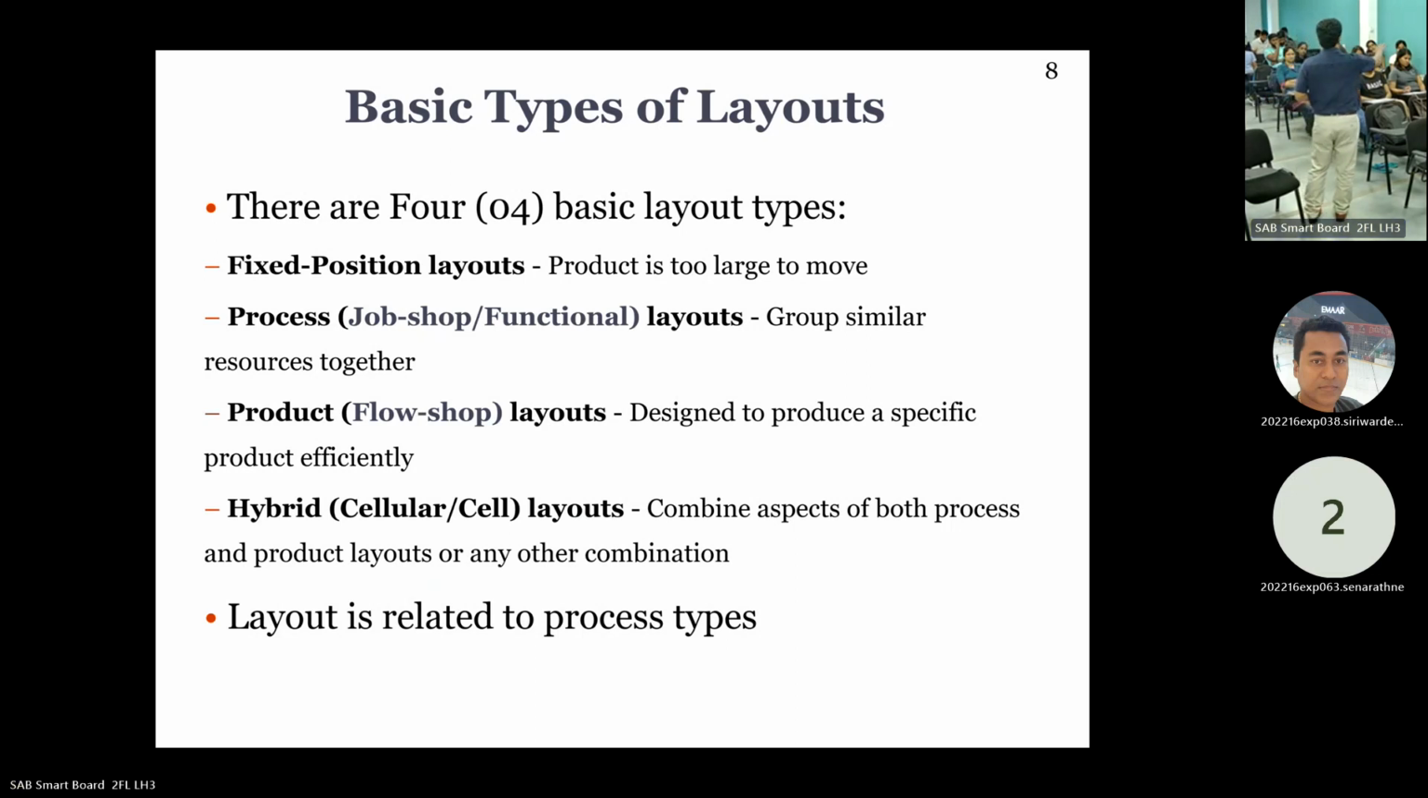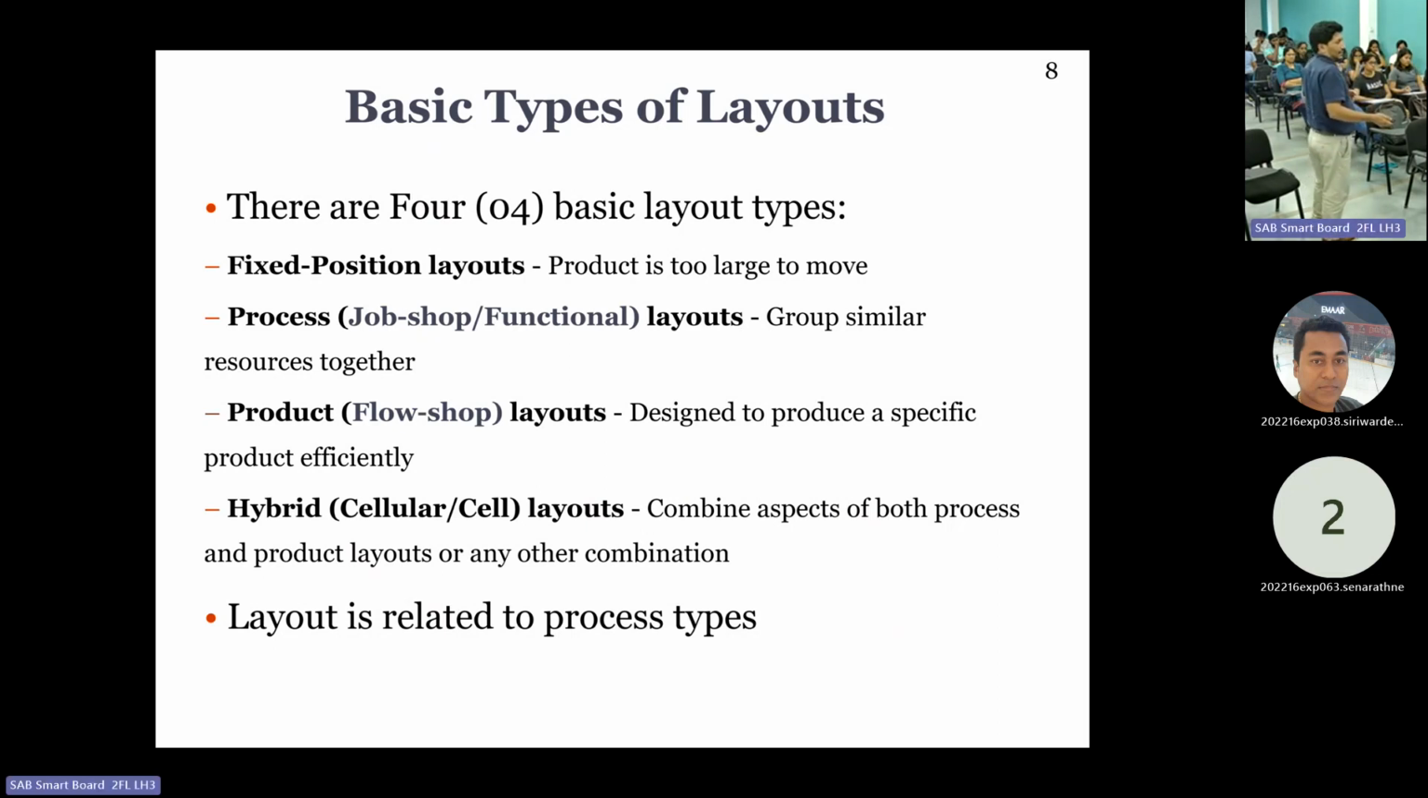Production steps are followed when deciding the layout. According to the production steps, the layout is arranged. That is the main characteristic. In the earlier one, similar resources were grouped together. In this one, the production sequence is followed. We'll provide the details.